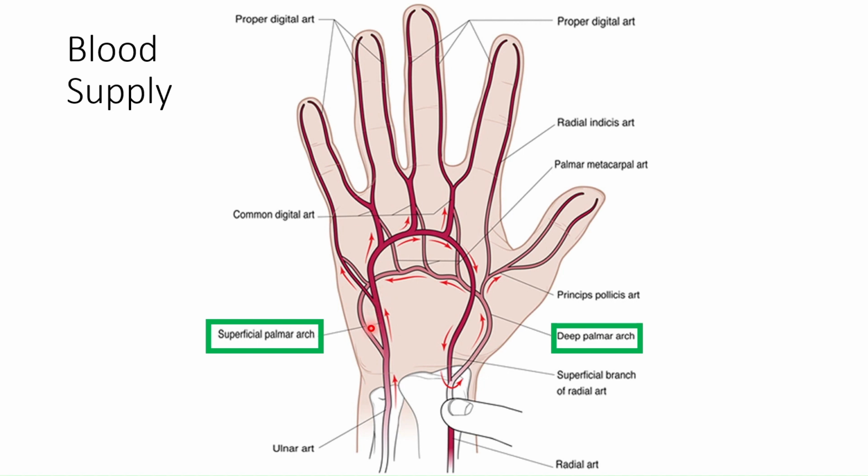The superficial palmar arch anastomoses with the palmar branch of the radial artery just deep to the palmar aponeurosis, where it gives rise to the common palmar digital arteries. These arteries then bifurcate to become the proper palmar digital arteries that supply the digits.